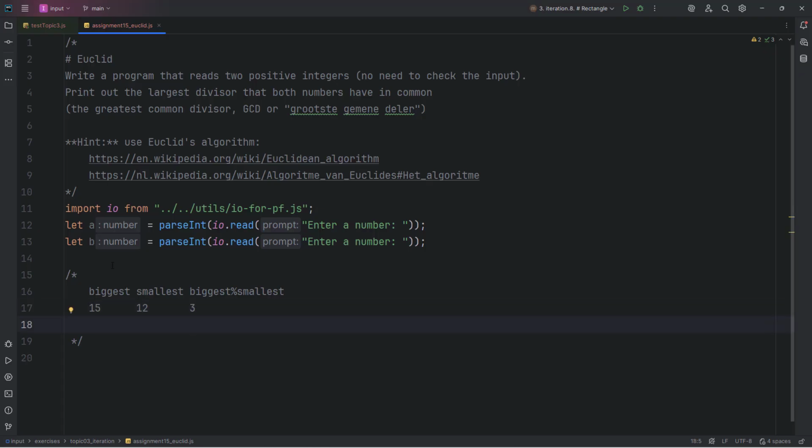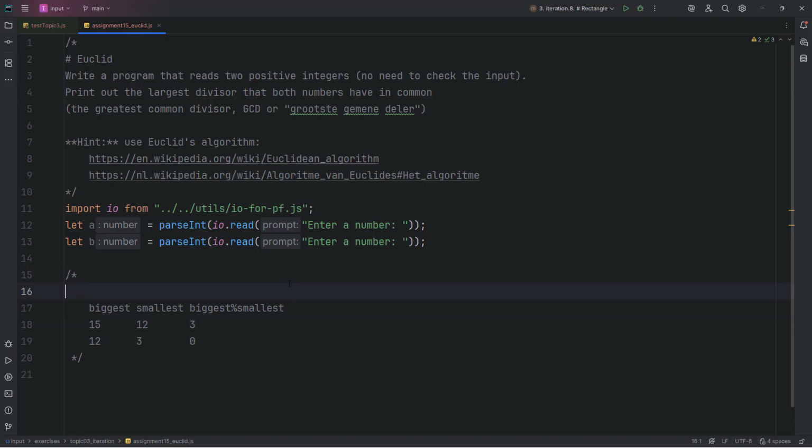And then I'm going to shift to the left all those numbers. So 12 is going to be written into biggest, 3 is going to be written in smallest, and I'm going to do the same calculation. In this case, 12 divided by 3 gives me an integer 4 and a 0 remainder. Now the algorithm says as soon as I have a remainder of 0, the smallest number will be the greatest common divisor, and that's exactly what this is. 3 is the greatest common divisor of 15 and 12.